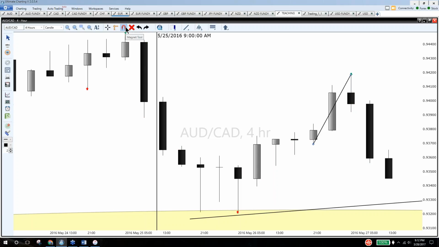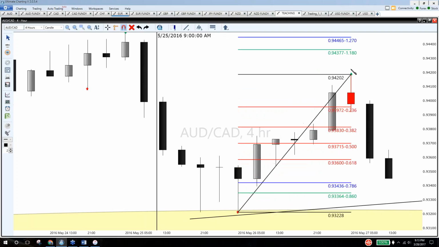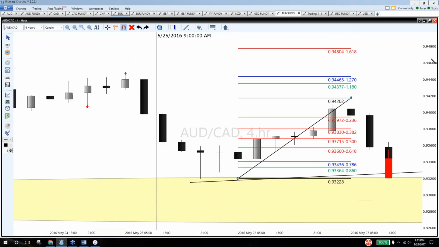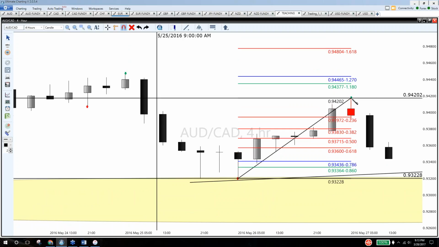It attaches exactly to the high or to the low of the candle. So I'm going to use the Fibonacci tool with the magnet tool, and I'm making sure that I'm at exactly the high or exactly the low, and I'm going from the lowest low to the first high. Any questions on this? This is my first AB boundary, and I'm going to mark this out also. A, and this is B.